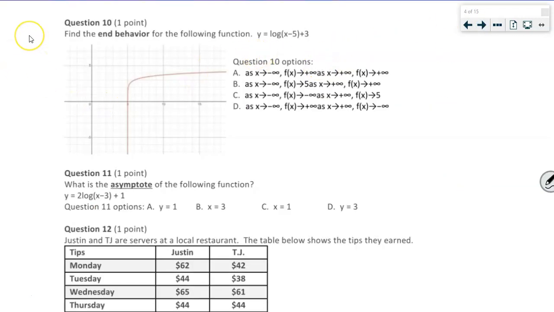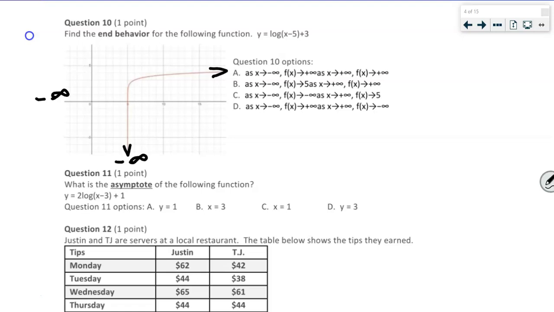Number 10 says find the end behavior for the following function. On this one, again, if I didn't have the graph, I would be looking at the graph on Desmos. As I move towards negative infinity here, where's the graph moving? Notice that it would be moving towards negative infinity here, right? Okay. And then as I move to the right, it looks to me like it's approaching maybe 5 or maybe more than that. But let's just look and see if we can find the answer with the first part.